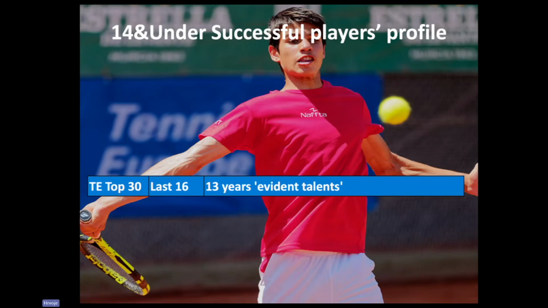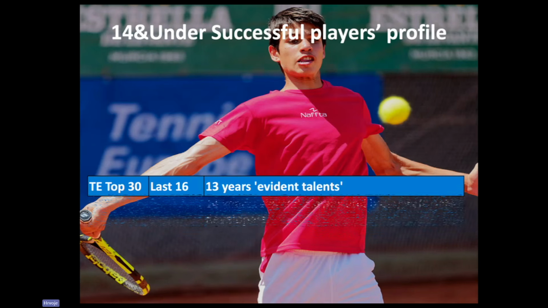In terms of the player's profile, TE is Tennis Europe. So here we have a ranking. I would say that for me, internationally successful under 14 players actually have a ranking of around top 30. Typically, they are reaching the last 16 in the 48 or 64 draws. So mainly they have a minimum 2-to-1 win-loss ratio. And if they reach that level at the age of 13, I would call them already evident talents.